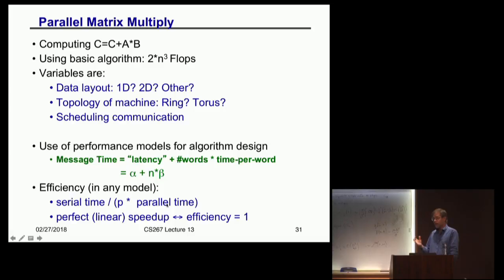With perfect speedup, the parallel time would be 1/p of the serial time, so this would be 1. And the question is, how close to 1 do I get? It's going to depend on how clever my algorithm is, and p and n and all these different parameters. So I'll see how close I get. But let's start with the ones that don't work very well: a 1D layout, which won't be able to hit the lower bound, and a ring topology, just to see what happens.